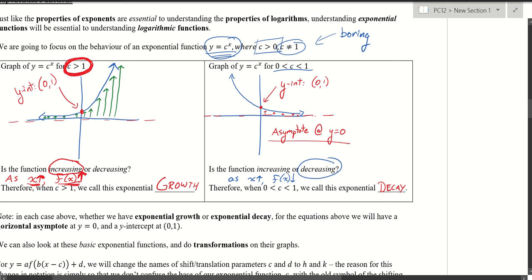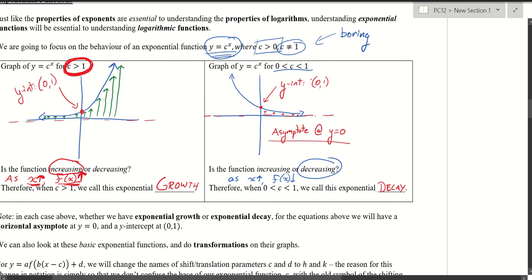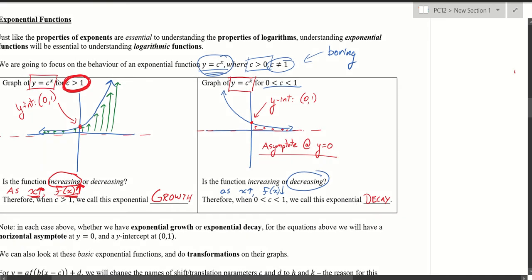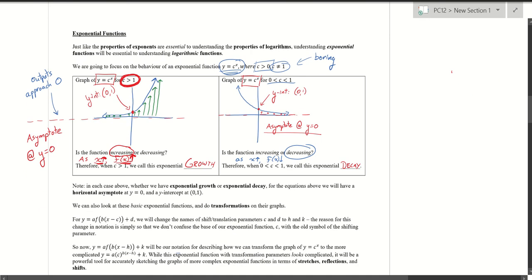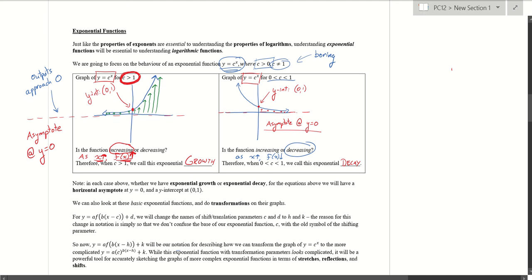We'll very soon learn that we can actually transform exponential functions. So the y-intercepts for all exponential functions won't necessarily be at the same place, but if we just have one of these simple exponential functions, y equals some base to the power of x, then for sure we will always have this y-intercept at 0 and 1, and we will always have this asymptote at y equals 0. In our next video, we're going to start to look at how to transform these functions.